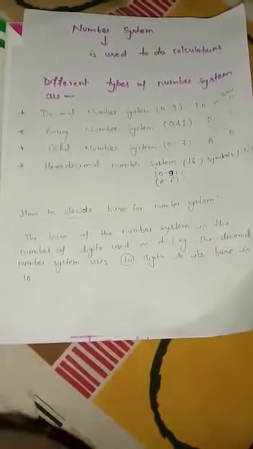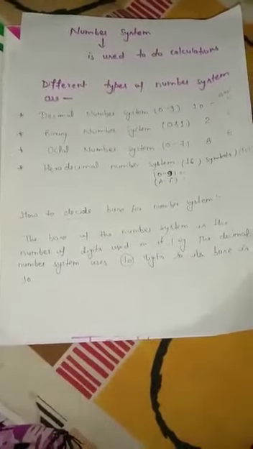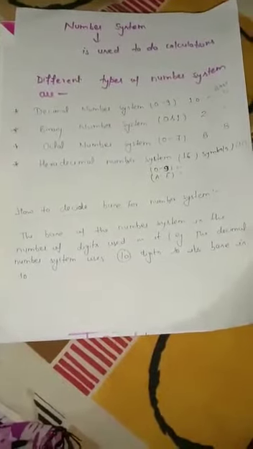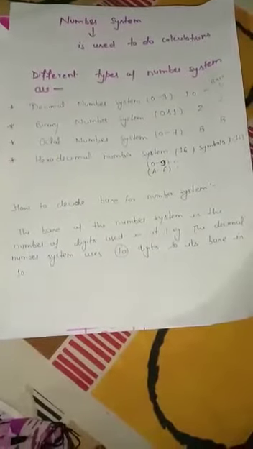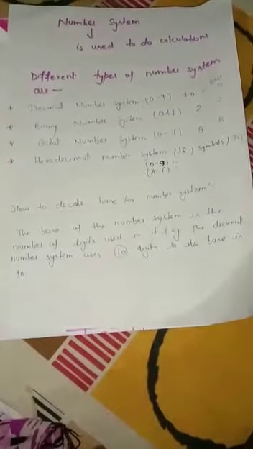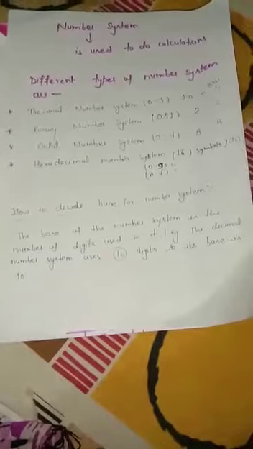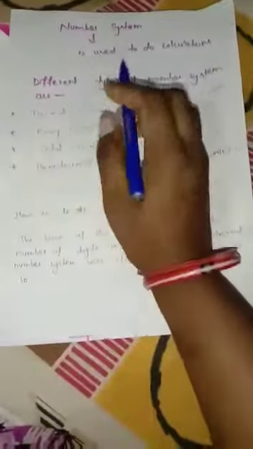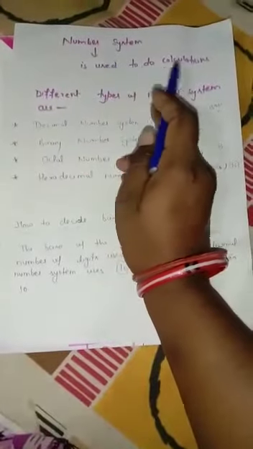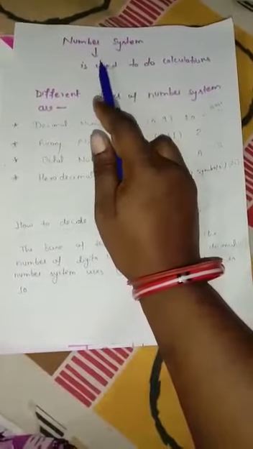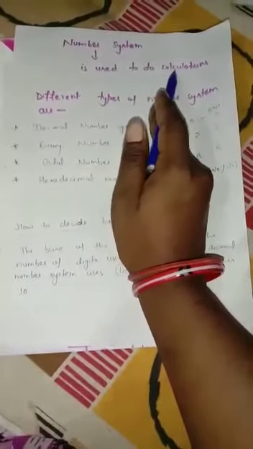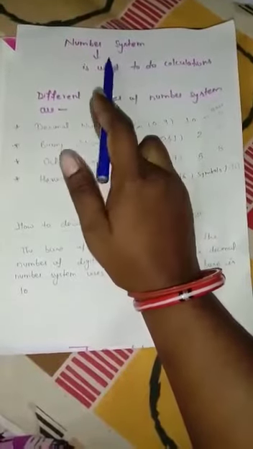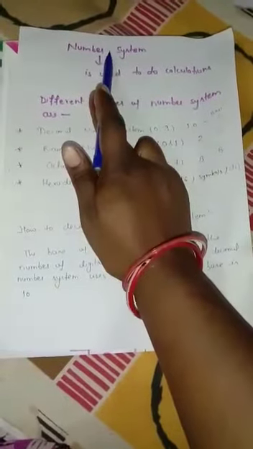Today we will start chapter 1, which is number system. In this chapter we will talk about the different number systems and how to convert decimal number system into binary number system. Now, as you all know, a number system is used to do calculation. Different types of calculation should be done by number system.